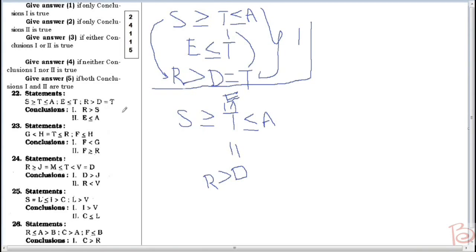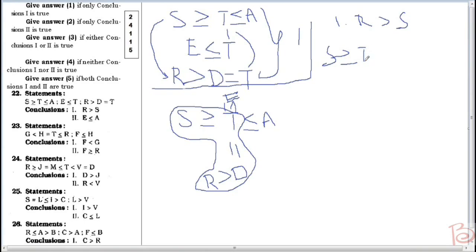So let's go for the conclusions. The first conclusion is R greater than S. We want to know whether R is greater than S or not. So I'm going to write that one, that is S greater than or equal to T, T equal to D, and D less than R.